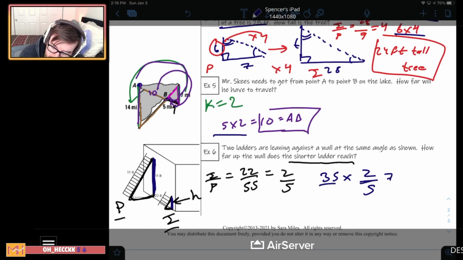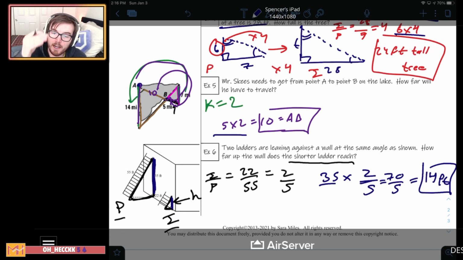35 times 2 is 70. And then 70 divided by 5 is 14, sorry, 14. 14 feet. Find the scale factor, use the scale factor.